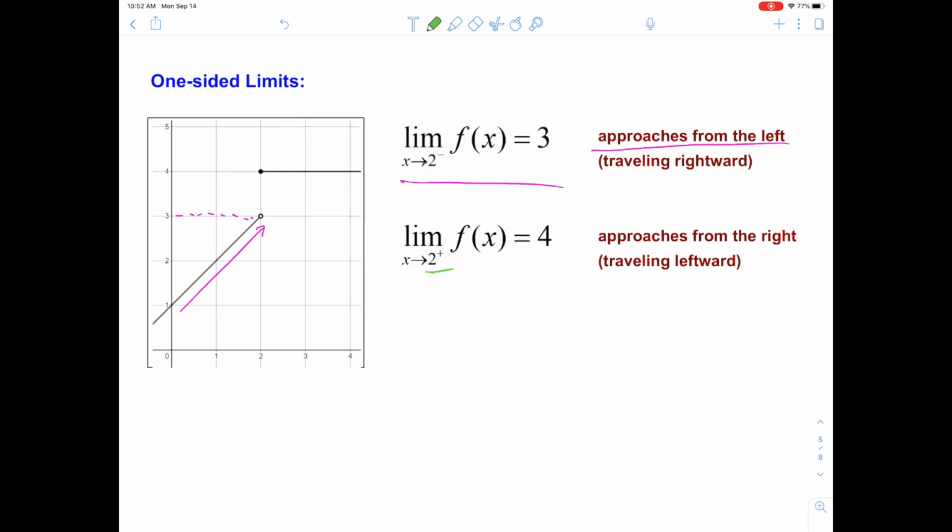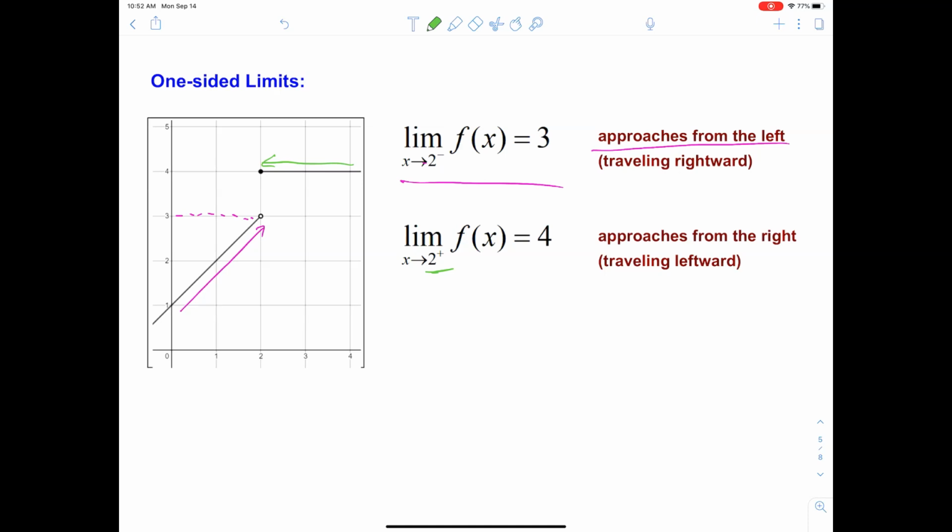Now this one, see the little plus sign there, means that we're going to approach the x value of 2 from the right-hand side. So we're going to look at the function right here. It's a constant function, and it is constantly at a height of 4, especially and including when we get to an x value of 2. Again, this means that we're approaching from the right and traveling leftward on the graph. You'll notice in this particular question that the left-hand limit and the right-hand limit do not agree with each other.